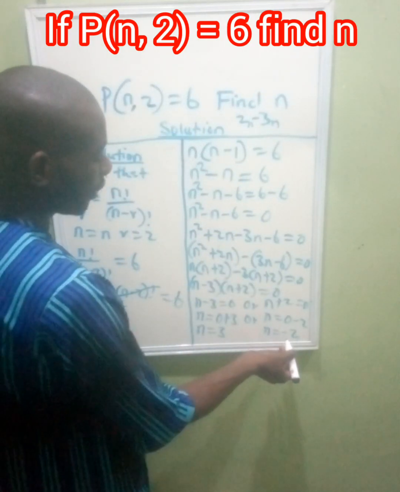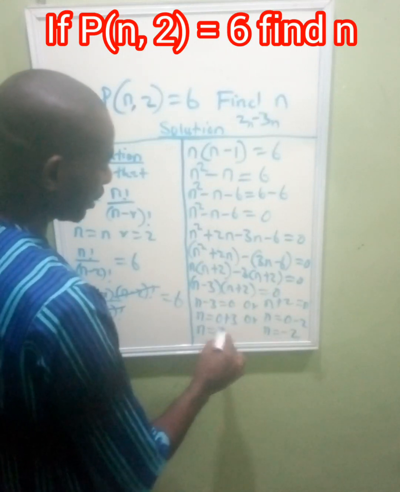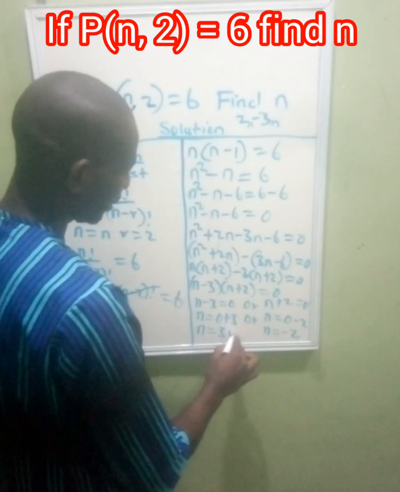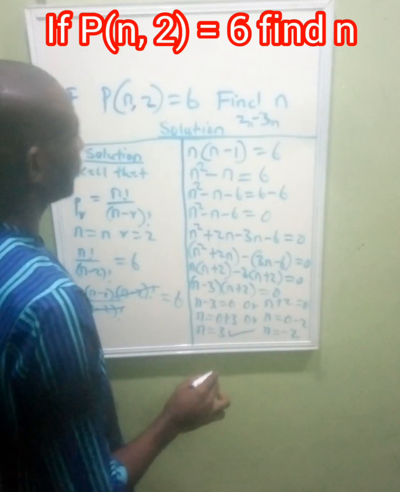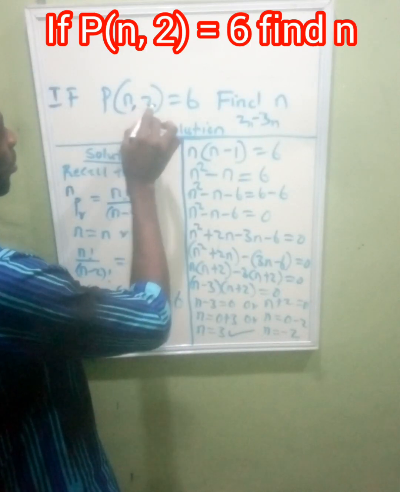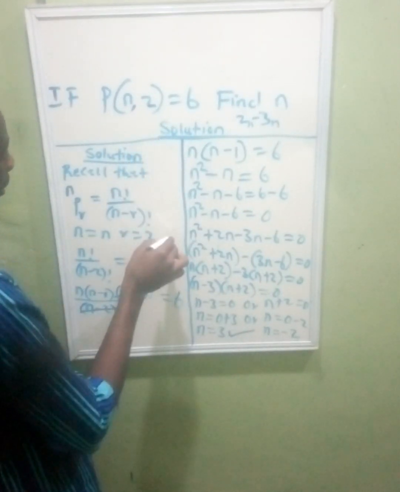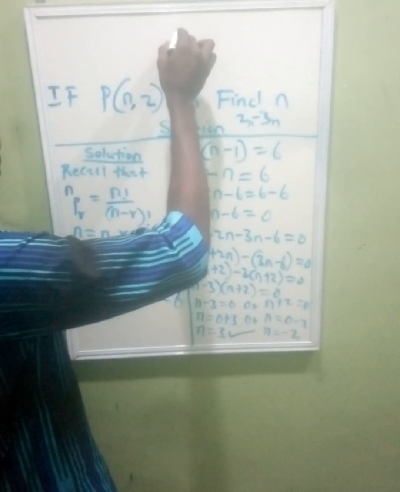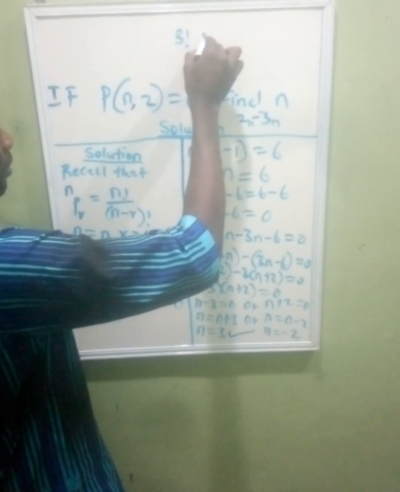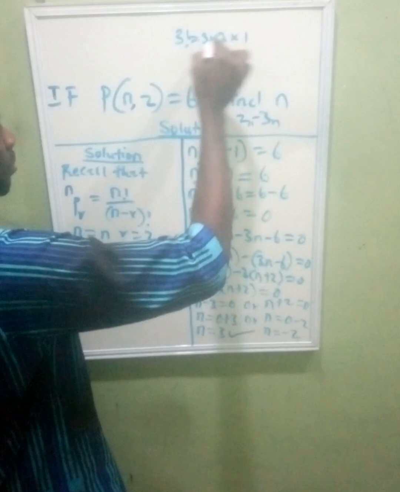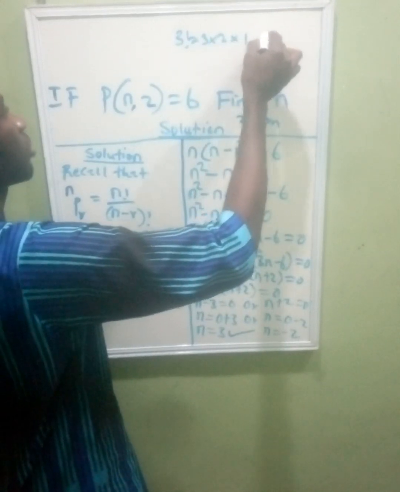Remember that the value of n cannot be negative. So definitely the value of n is 3. Thank you. And when we have 3P2, it is 6. That is, we are going to have 3 factorial, which is the same thing as 3 times 2 times 1. 3 times 2 is 6, times 1 is also 6.